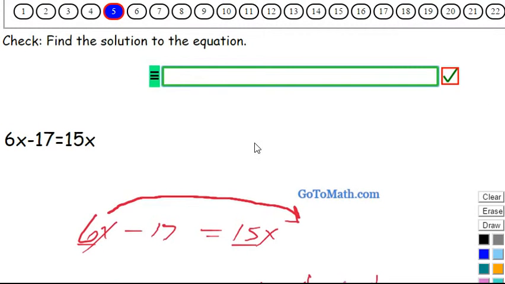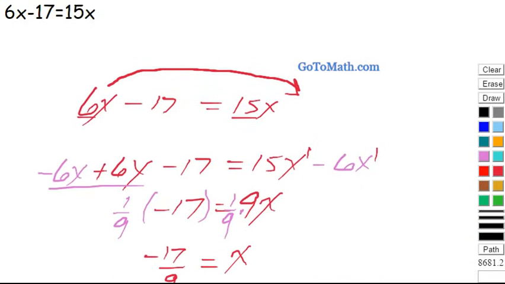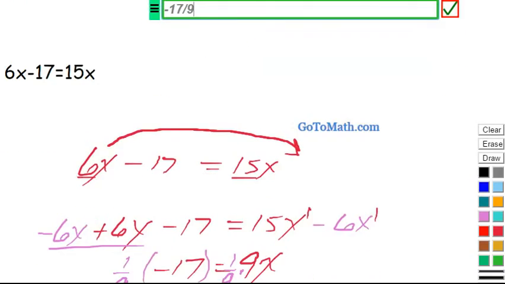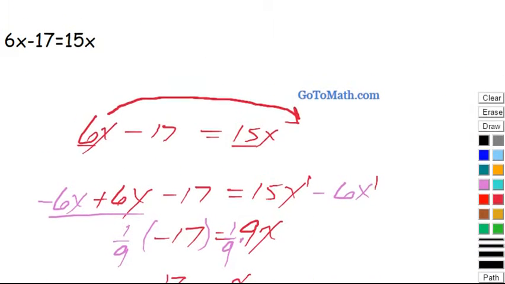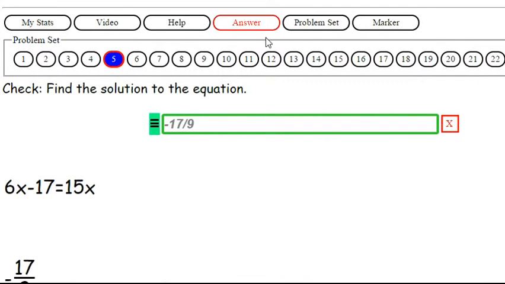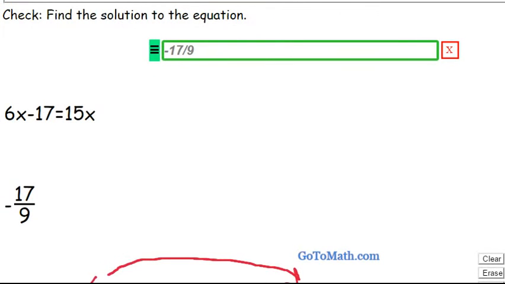Okay, so let's go up here. Negative 17 over 9. Negative 17 over 9. Make sure I wrote it out right. Yeah. Okay, where we at? Click on that. Correct. Let's click on the answer. Negative 17. Making sure everything is good.